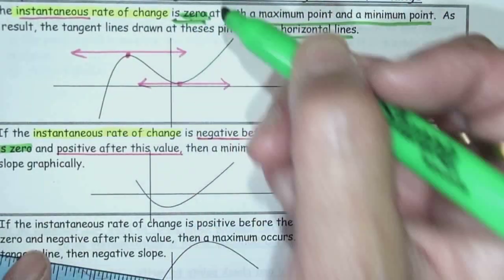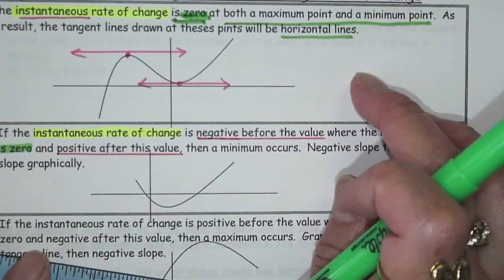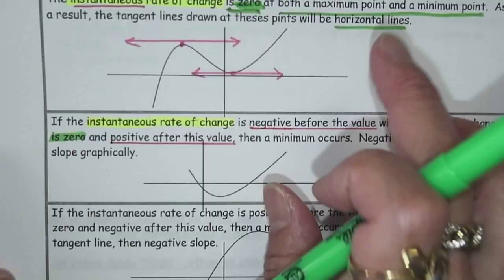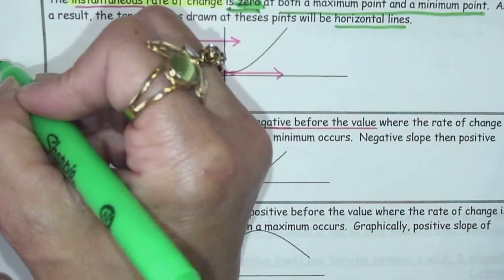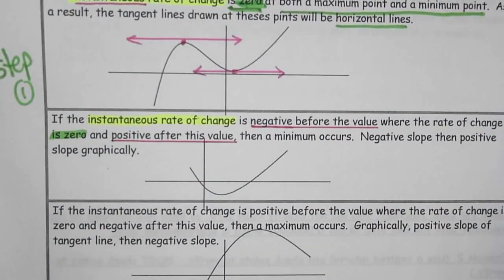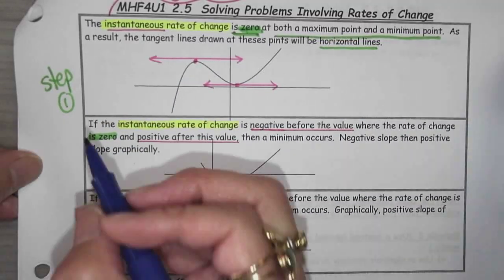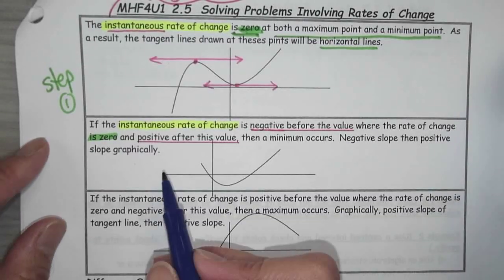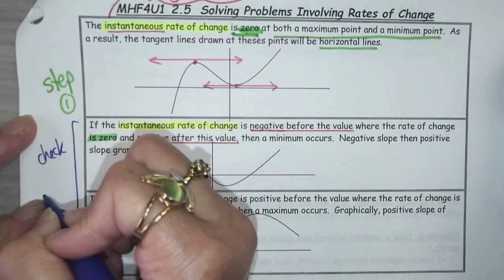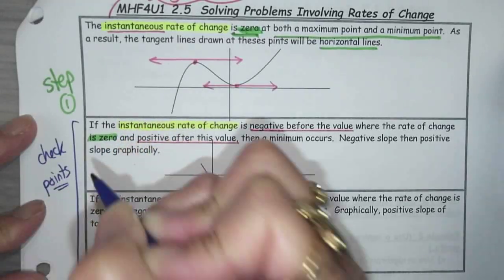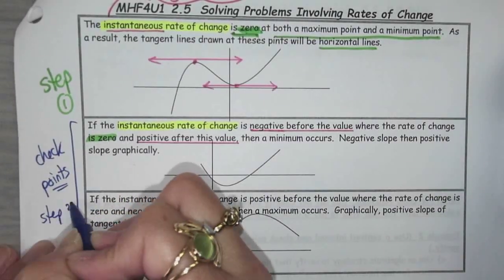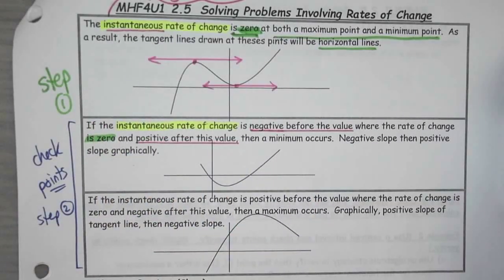So we got this part here. 0 means it's a max or min. So first we establish if it's a 0. So that's step 1, right? So step 1 is 0. Once we establish that it is a 0, then step 2 is to check this. Then we're going to check some points. This will be step 2. So step 1, establish that it's a 0.